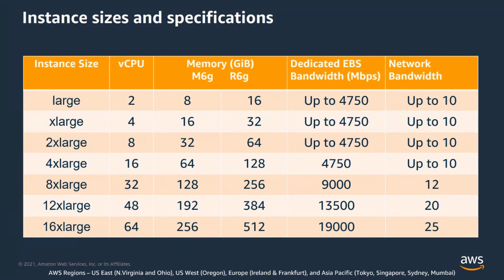Here we have some sample instances that you can use. Amazon RDS instances are available in multiple configurations, starting with 2 vCPUs with 8 gigs of memory for M6G and 16 gigs of RAM for R6G, up to 10 gigabits of network bandwidth, giving you new entry-level general purpose and memory optimized instances.